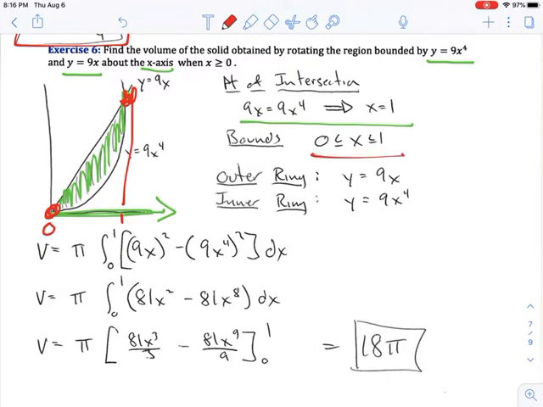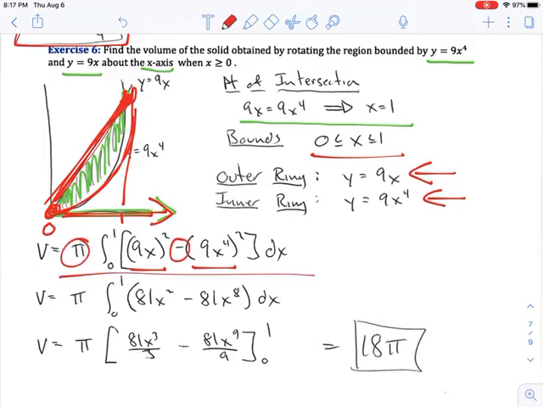So we've got that. What is the outer ring? Well, the outer ring is the function that is furthest from the axis of rotation, which again is down here. So clearly 9x is farther away from the axis of rotation. So that becomes our outer ring. 9x to the fourth is closer to the axis of rotation, so that becomes the inner ring. And so we want to square each of those. So we have 9x squared minus 9x to the fourth squared. We're subtracting them, multiplying by pi and then integrating the whole thing.